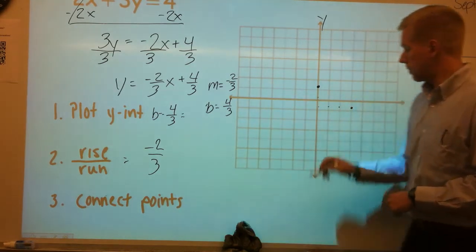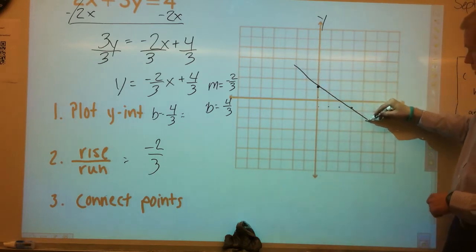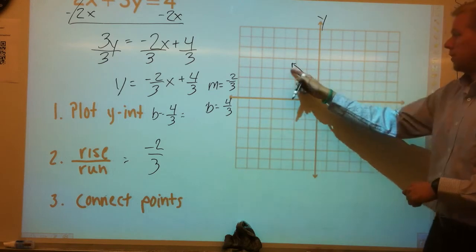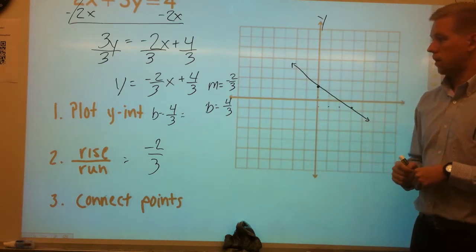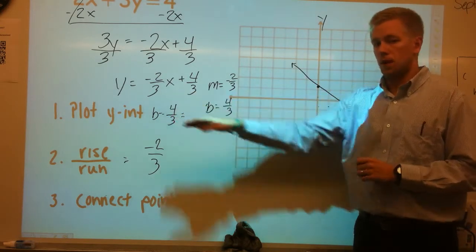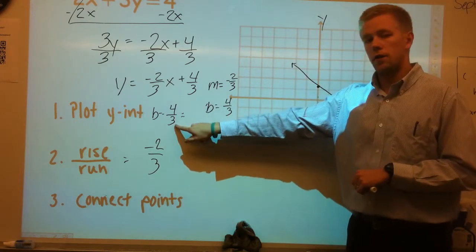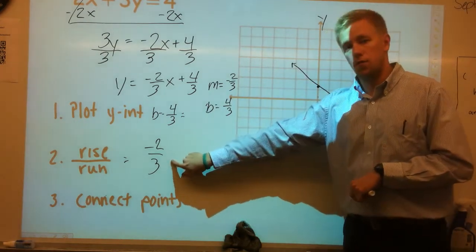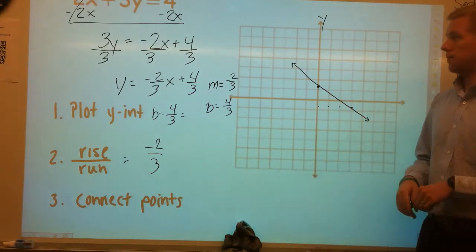Step 3, connect the points to form a line. So then I just take my 2 points and draw a line through it the best you can. Make sure you have your arrows on the end, that way you know it's a line, not a line segment. Okay? So before you can graph, you need to change it to slope-intercept. Know what your slope is, know what your y-intercept is. Start with your y-intercept, graph rise over run, then connect your 2 points. That's how you graph a line.